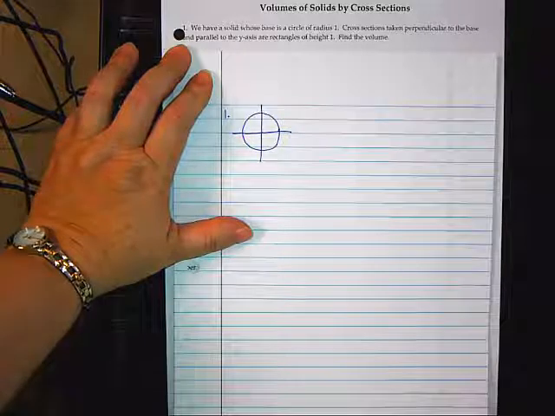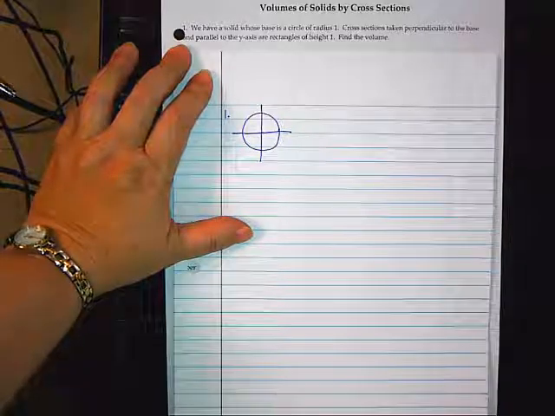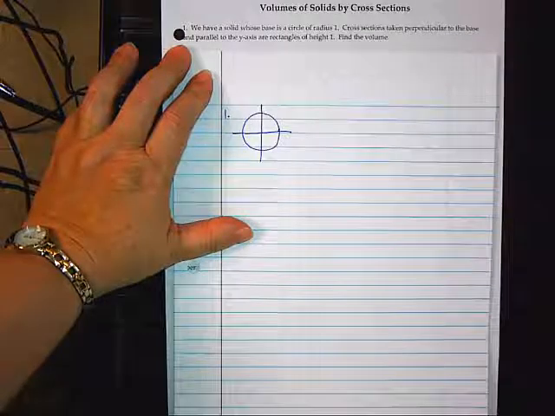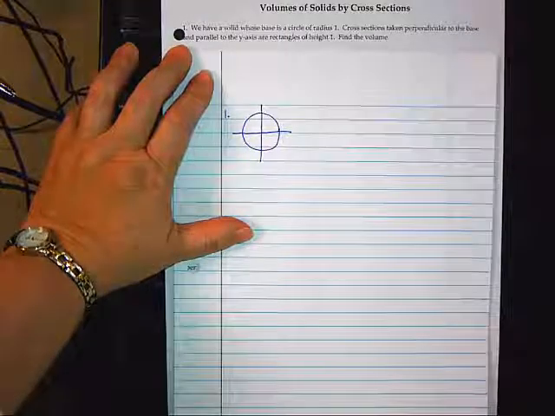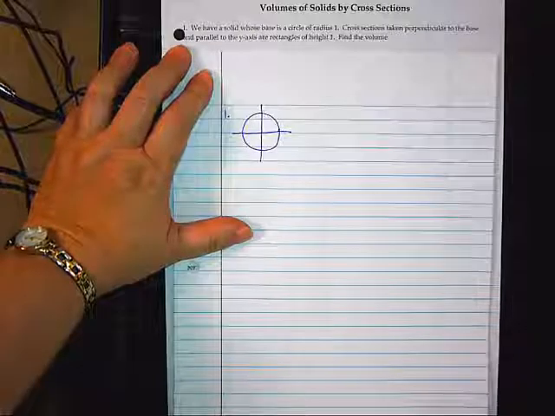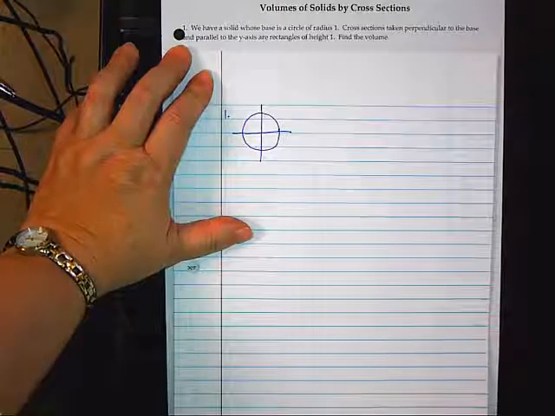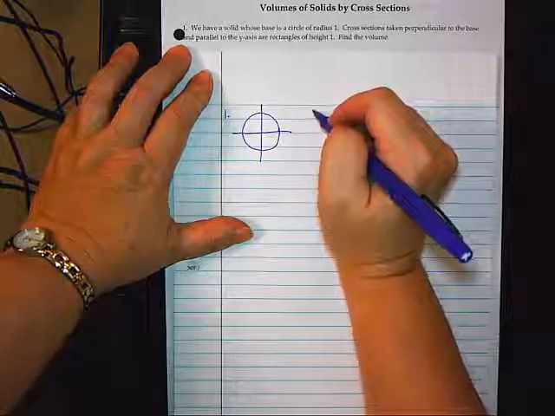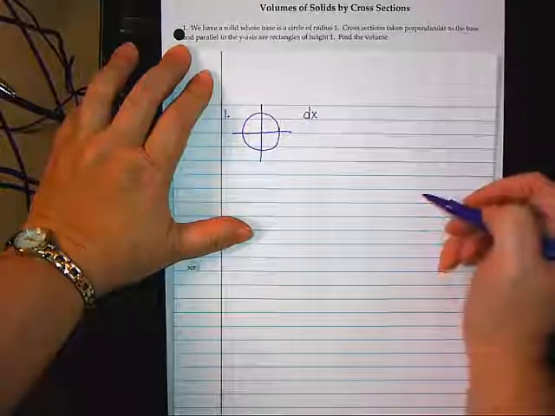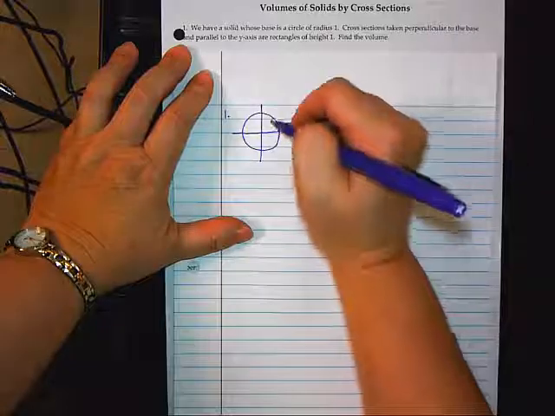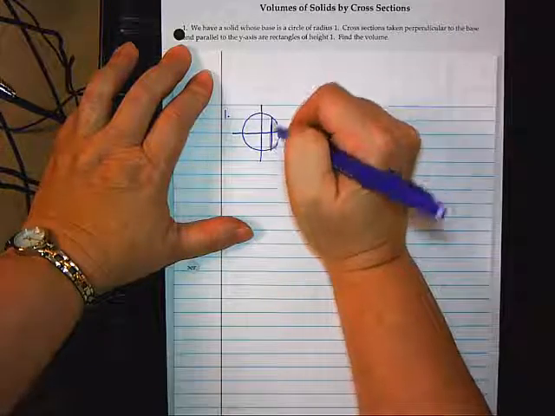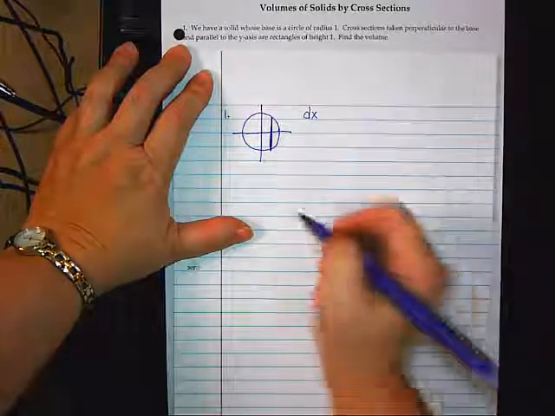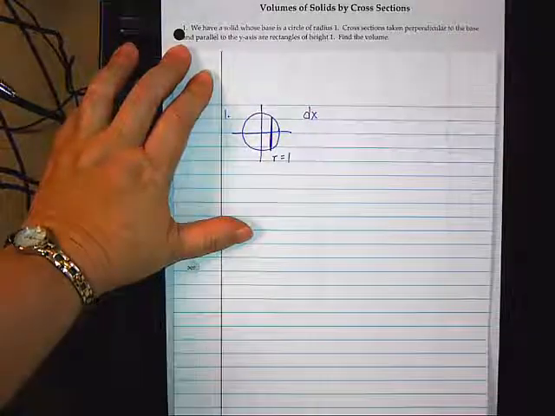Excuse me. Okay. If you read the next sentence, it can be a little bit confusing. It says cross sections taken perpendicular to the base and parallel to the y-axis. So if it's parallel to the y, it's perpendicular to the x. So this is going to be a dx problem, even though it says y-axis. You've got to read carefully, which means it goes like this. Okay, the radius is 1.